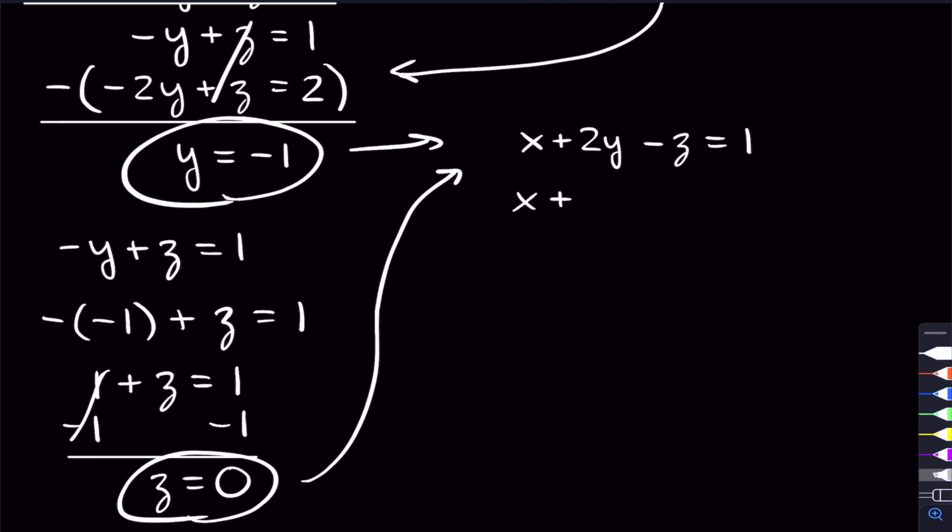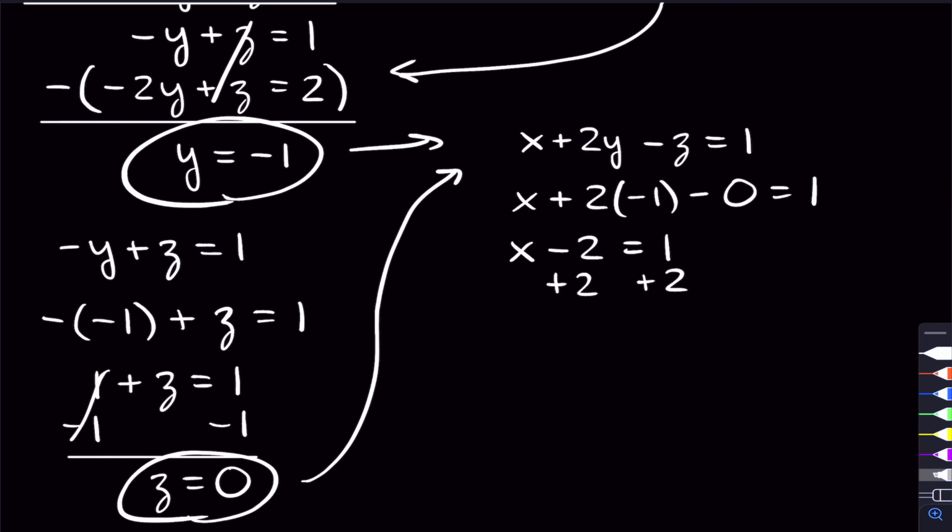If we plug in, we get x plus 2 times y is -1, and then z is 0. So from there, we get x, 2 times -1 is a -2. And then we have minus 0, so that doesn't do anything. And that's equal to 1. Lastly, we add 2 on both sides. And that gives us that x is equal to 3.